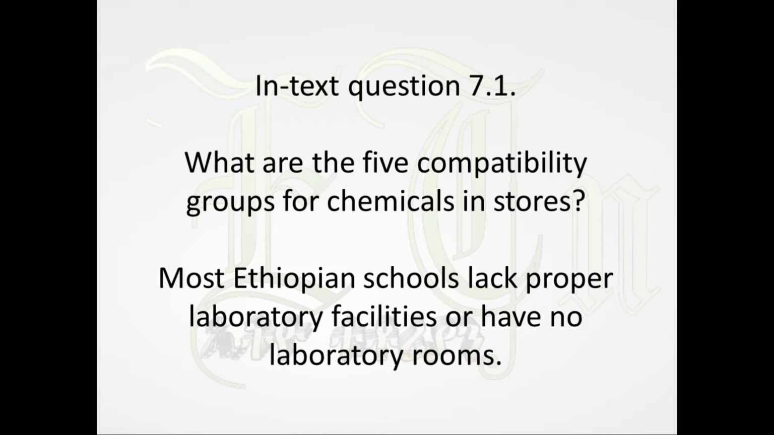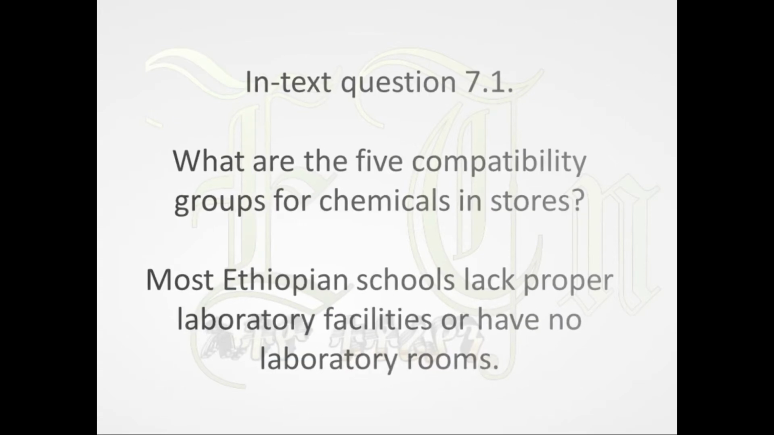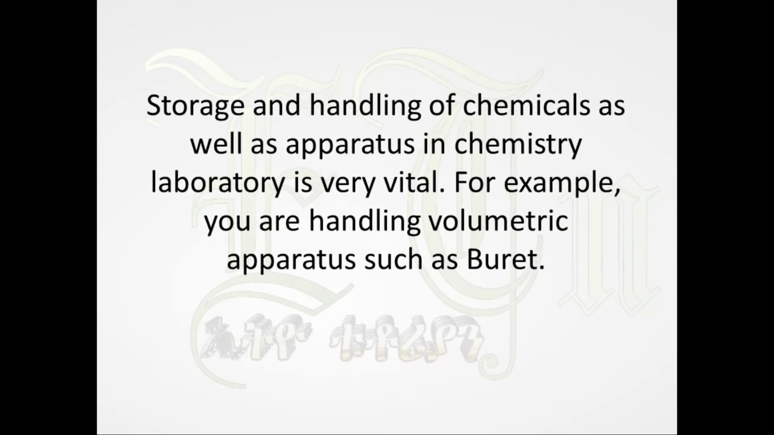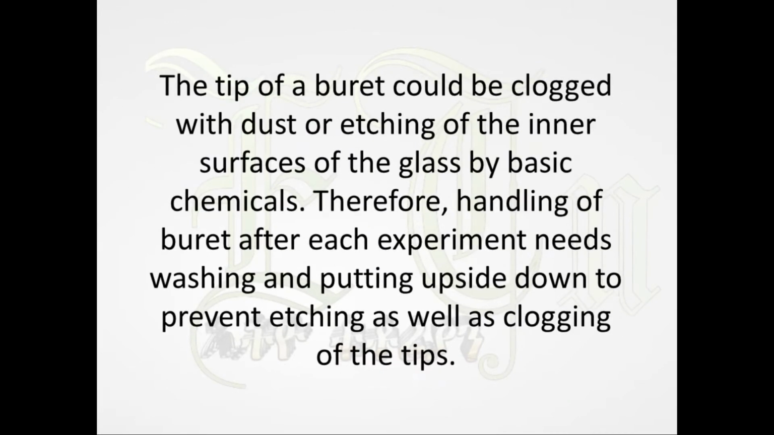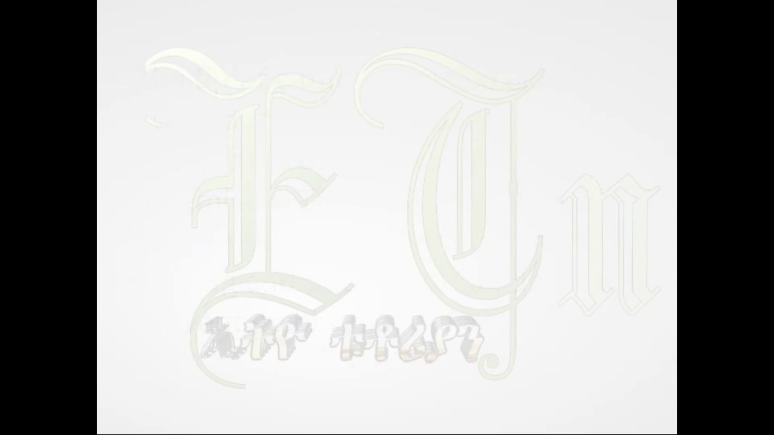Most Ethiopian schools lack proper laboratory facilities or have no laboratory rooms. Storage and handling of chemicals as well as apparatus and chemistry laboratory is very vital. For example, you are handling volumetric apparatus such as burette. The tip of a burette could be clogged with dust or etching of the inner surfaces of the glass by basic chemicals. Therefore, handling of burette after each experiment needs washing and putting upside down to prevent etching as well as clogging of the tips.